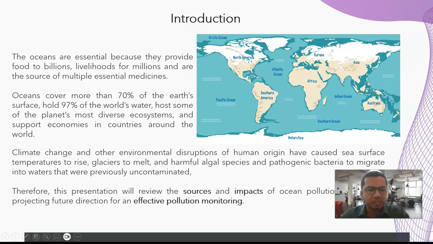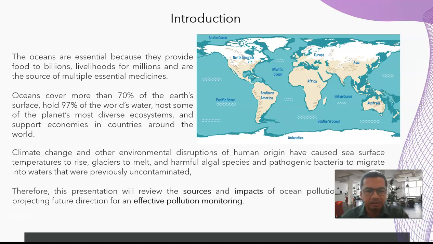So for the introduction, basically the oceans are essential because they provide food to billions, livelihoods for millions, and also the source of multiple essential medicines. And as we know, the ocean covers more than 70% of the Earth's surface, and it holds about 97% of the world's water, as well as hosts some of the planet's most diverse ecosystems and supports economies in countries around the world.